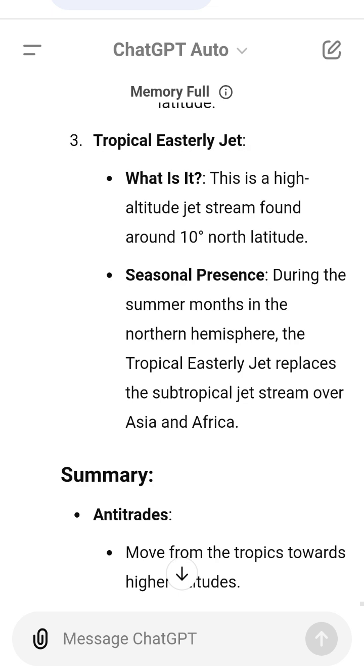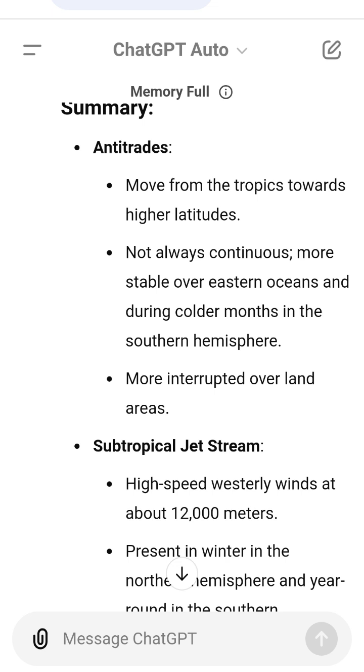In essence, the tropical cell's upper air circulation is more complex than previously thought, with significant variations in wind patterns depending on location and season.